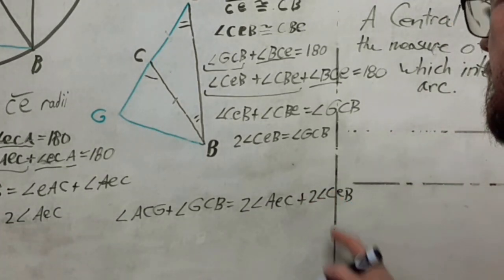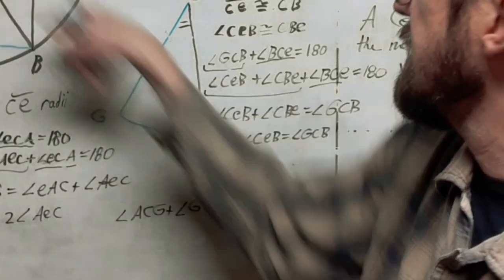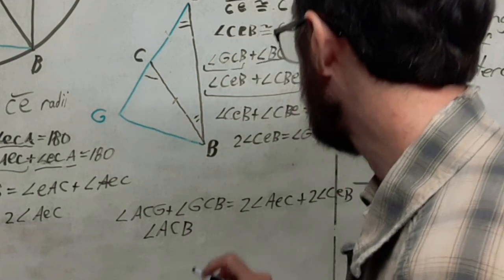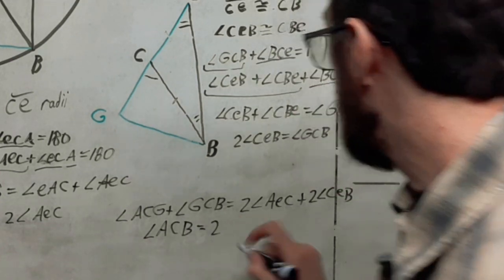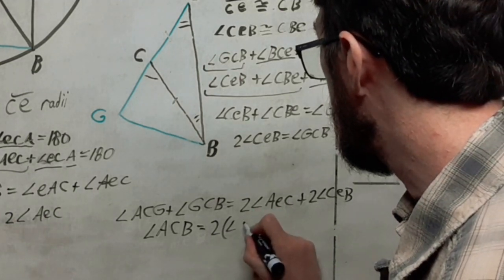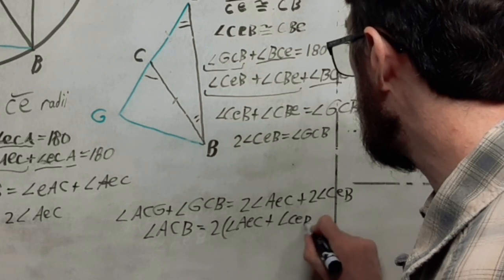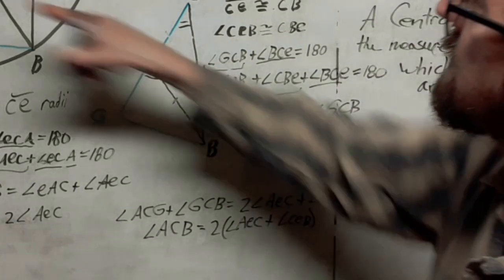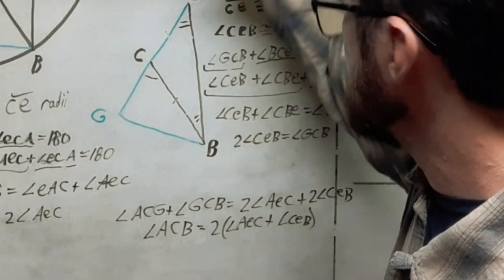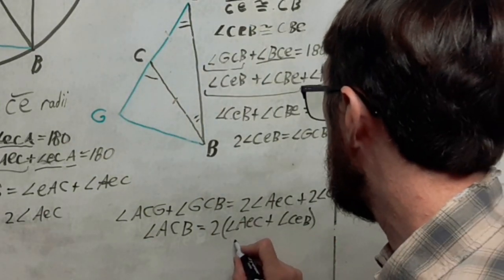And then we can clean this up a little bit. These two we've stated is ACB, so this is angle ACB. And then we can factor the 2 out. So this is angle AEC plus angle CEB. And we know that these are these two angles here, AEC and then CEB. So that's this. So we can replace this here.